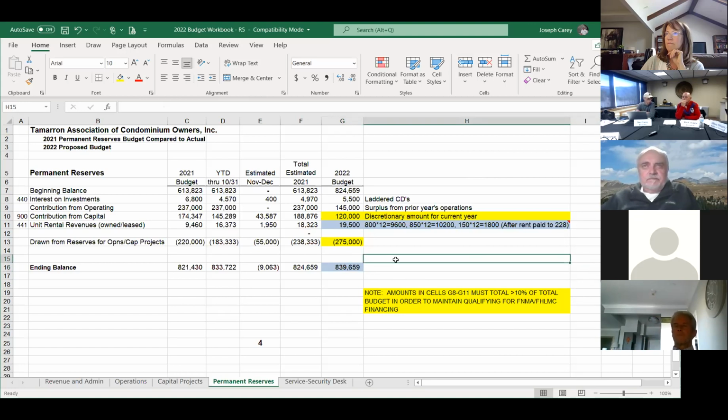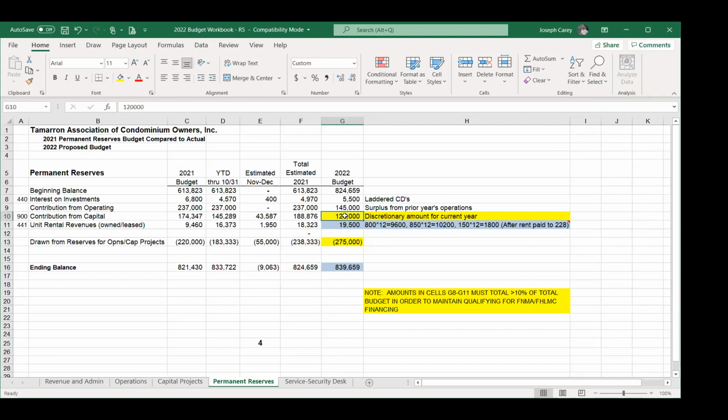Any other discussion on that for now? The 120 we may look at. This one here, because you started to allude to it, about the 10%. Our understanding right now is Fannie's not making these loans. So do we need to maintain the 10% contribution?